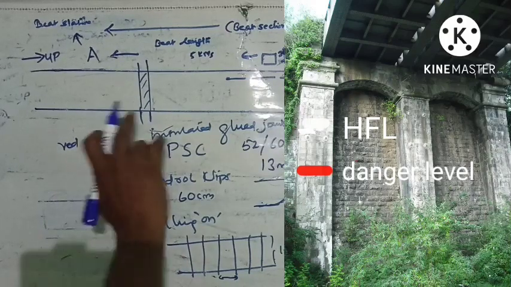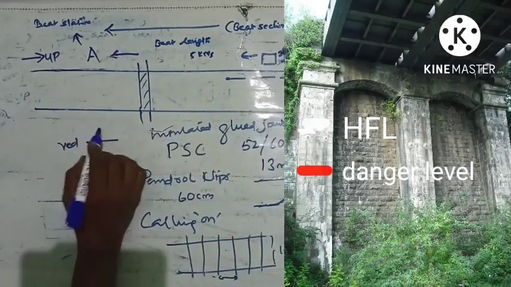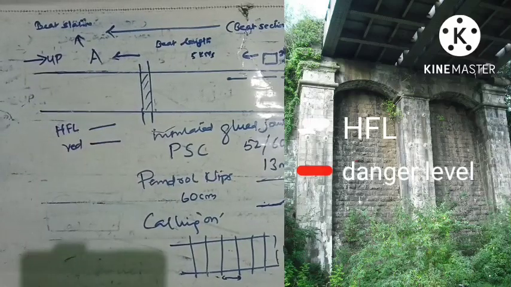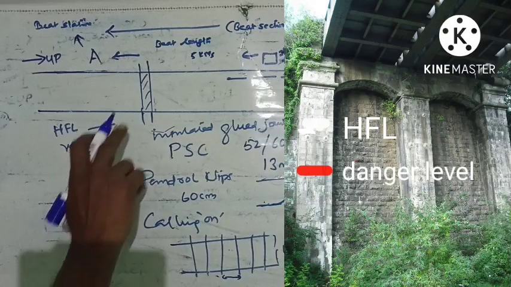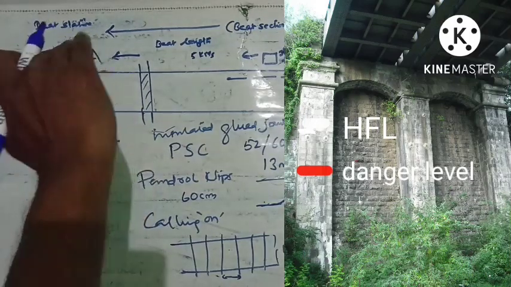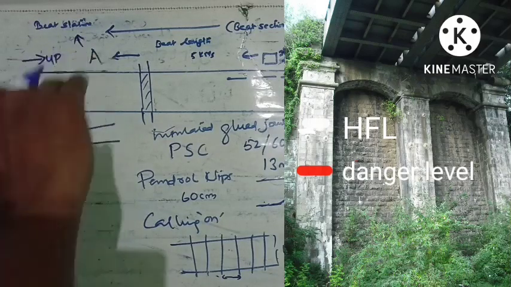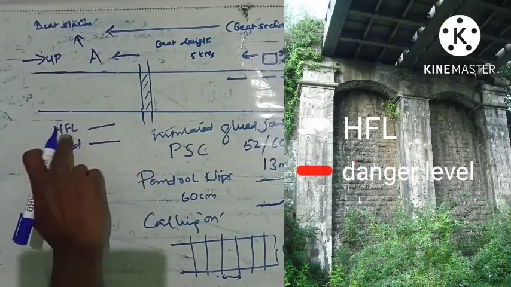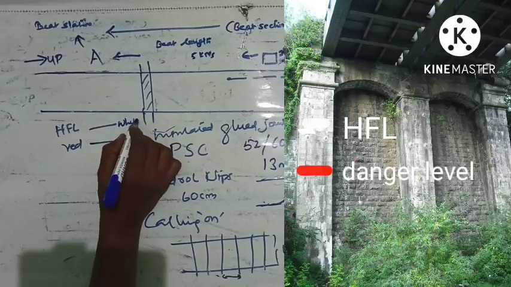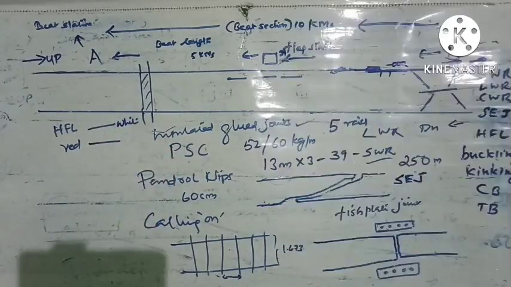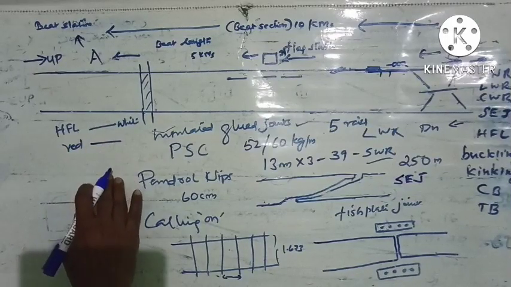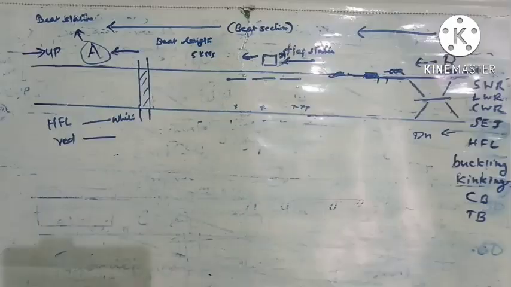Above danger level, train should not be run. Another white mark will be there, which is called high flood level. High flood level means, in the history of this bridge, the highest level of the water on that bridge. That is marked as high flood level in white paint. That high flood level may be below this red mark or above the red mark.